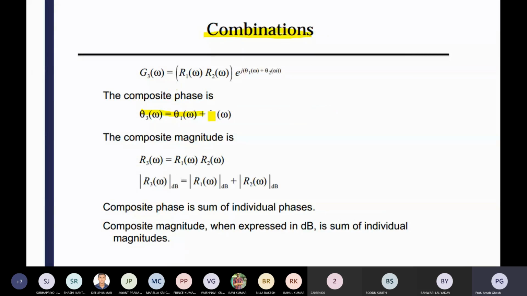Okay, so it is your composite phase, and it is your composite gain. From here you are getting the composite magnitude. Right now R(ω) equals R1(ω) into R2(ω). So in dB form it will be logarithmic, so we are taking the log on both sides. The log of a multiplication of components is the addition of them. So the composite phase is the sum of the individual phases, and the composite magnitude when expressed in dB is the sum of the individual magnitudes.